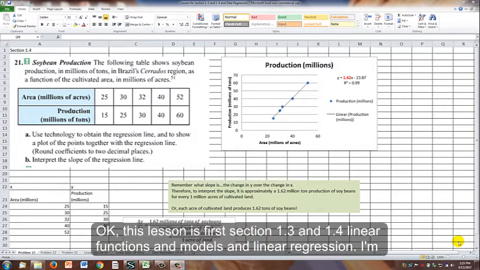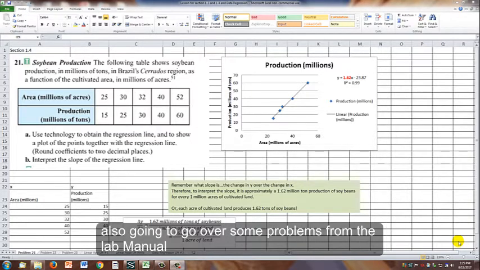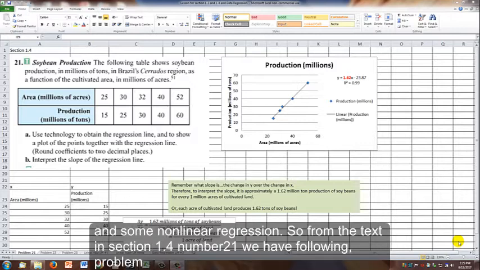Okay, this lesson is for section 1.3 and 1.4, linear functions and models and linear regression. I'm also going to go over some problems from the lab manual and some nonlinear regression.